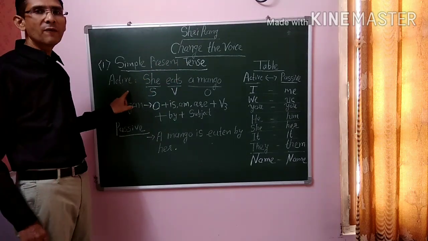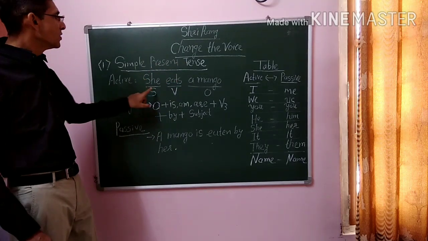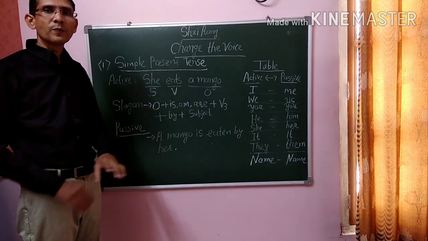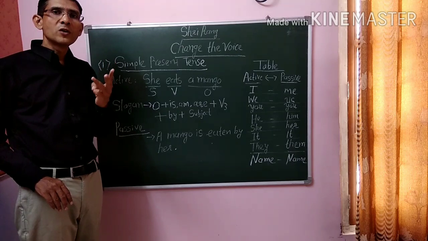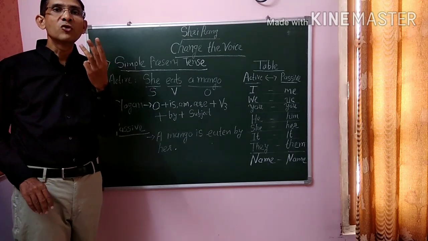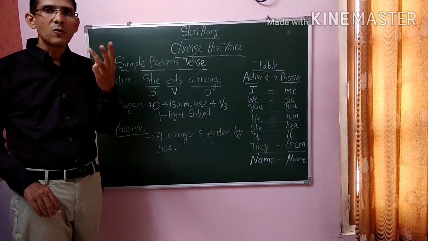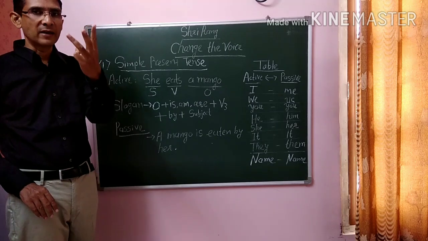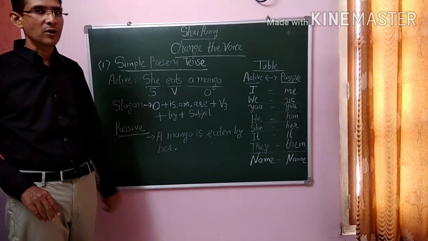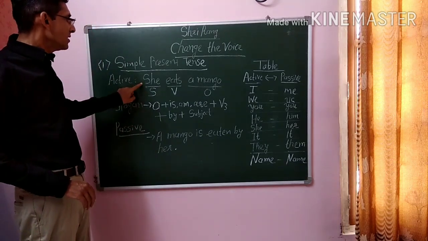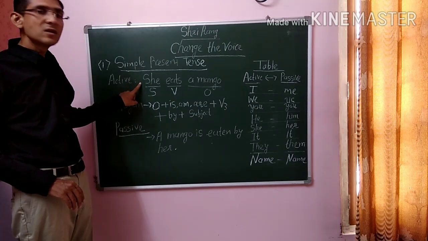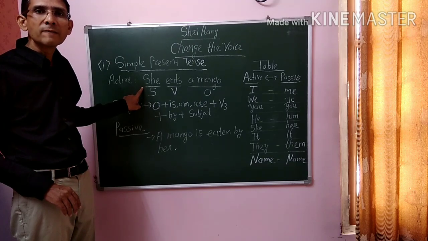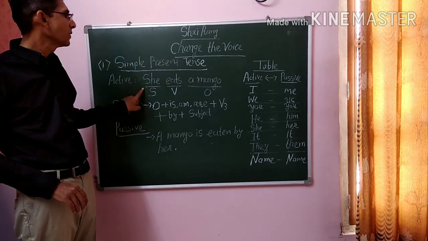Here is the example of active voice: She eats a mango. To turn it into the passive voice, we have to identify three things: subject, verb, and object. These three things are most important. Here, she is the subject. The person performing something is the subject.